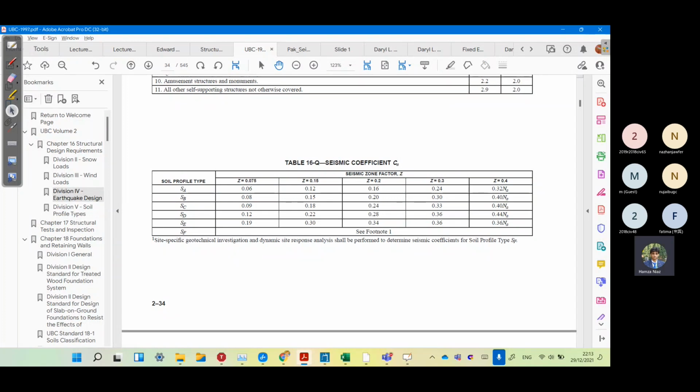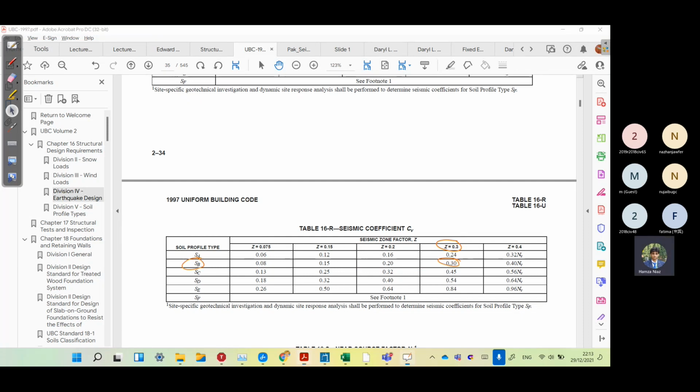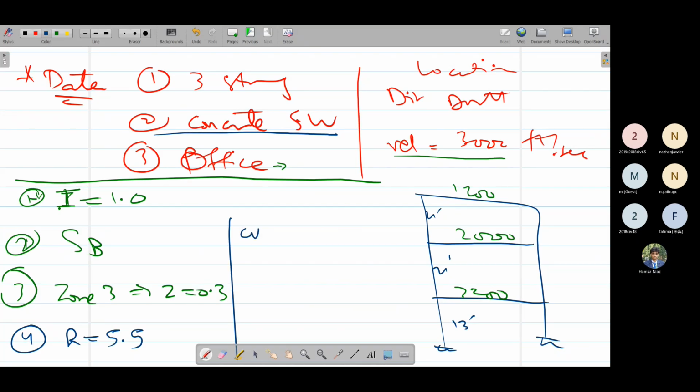So we have zone 0.3, zone 3, and we have soil profile as SB. So our CA value would have been 0.3. Similarly, for zone 3 and SB, the CV value is 0.3. They have the same values. So CA is equal to 0.3, CV is equal to 0.3. So we have CA and CV values.